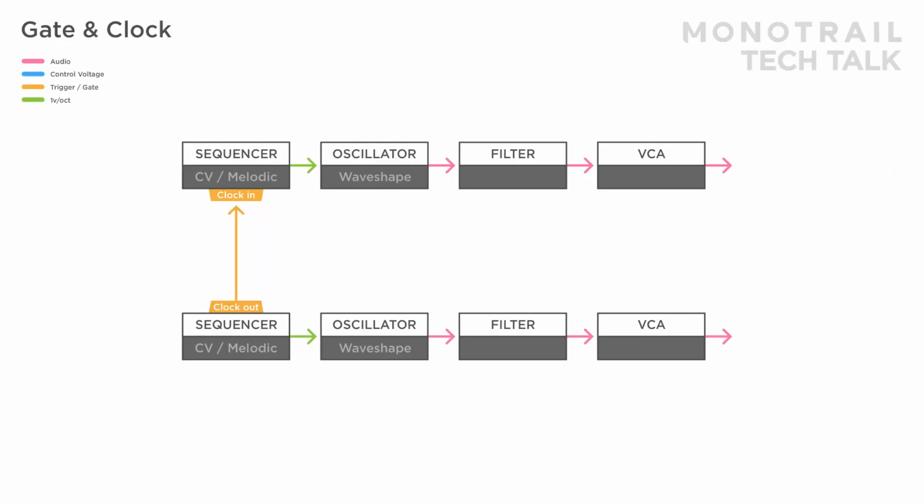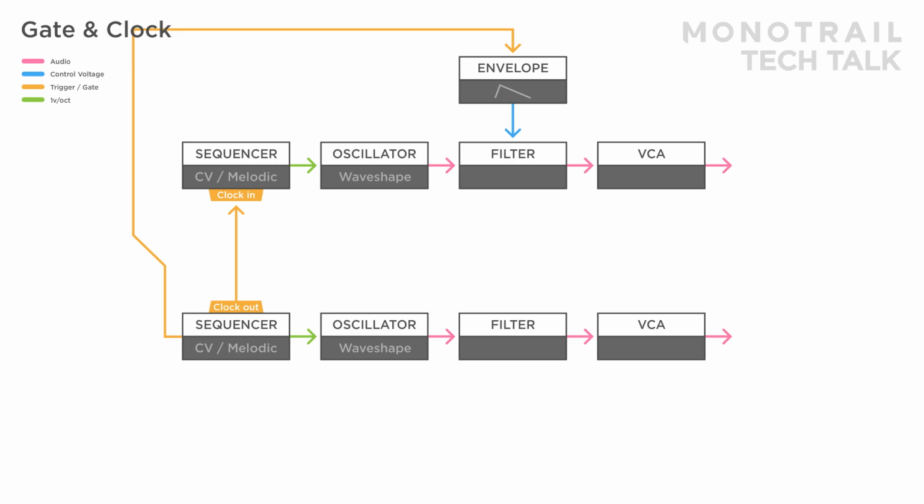Of course, you don't have to cross-patch everything. In this setup, the lower sequencer is generating a gate on each step, triggering the envelope of the lead voice.